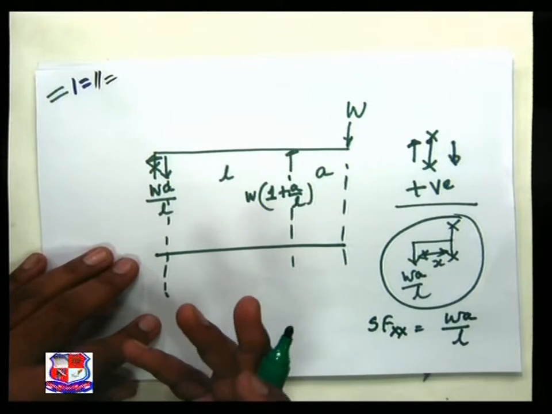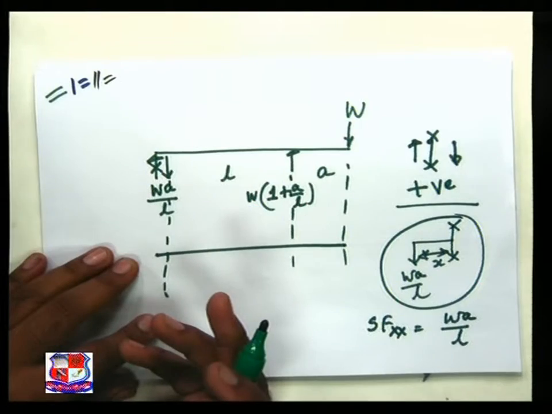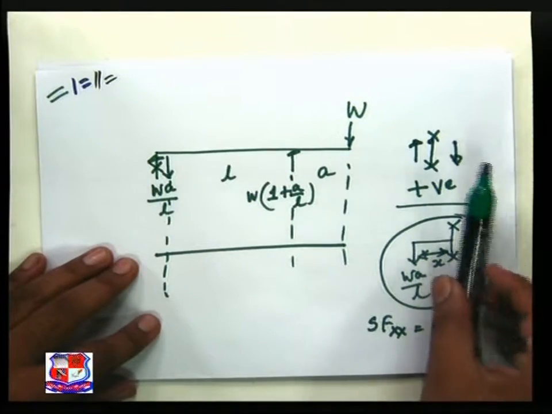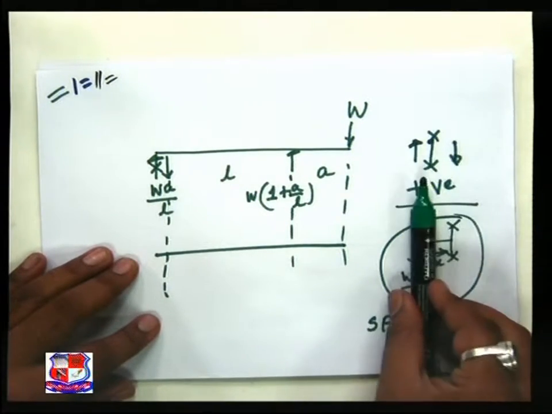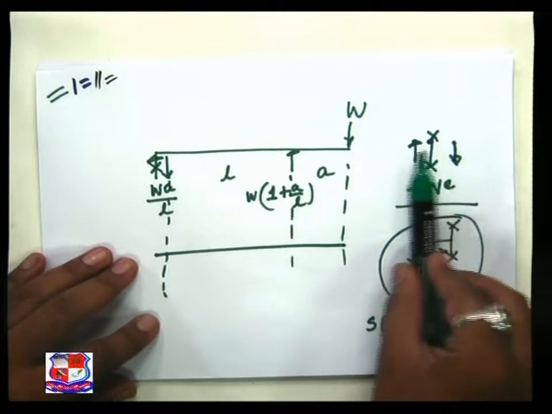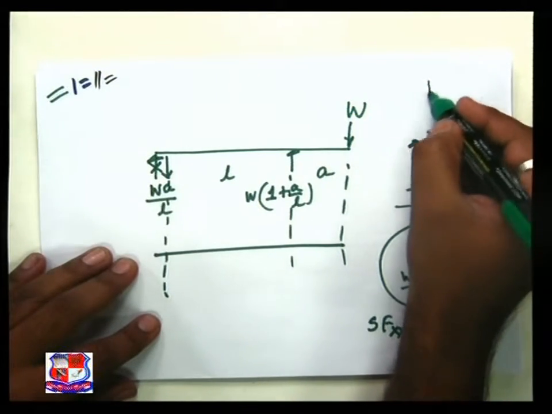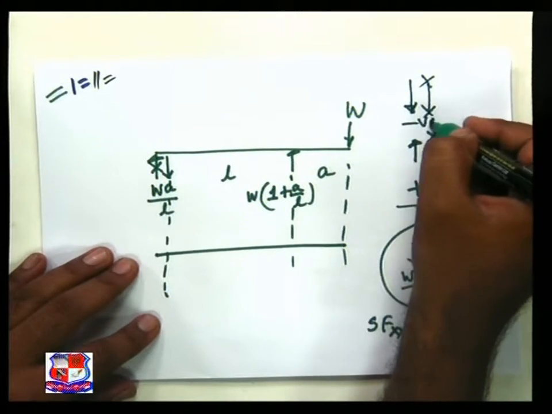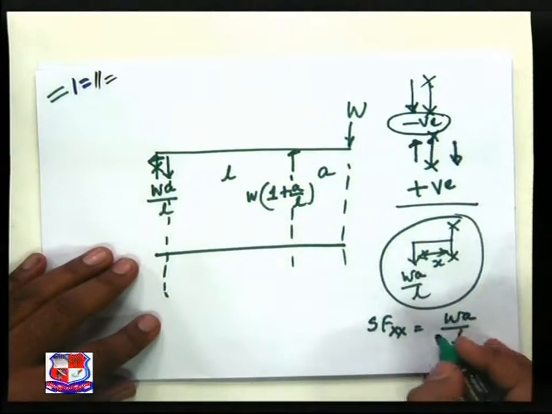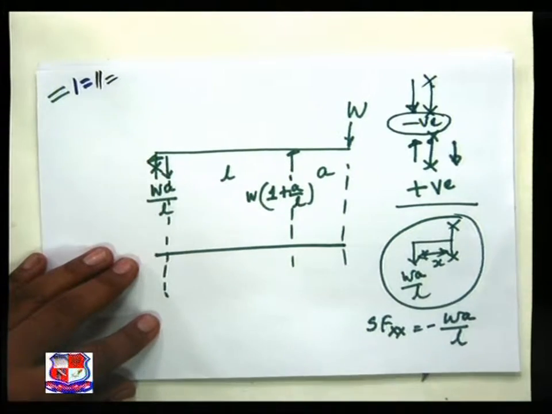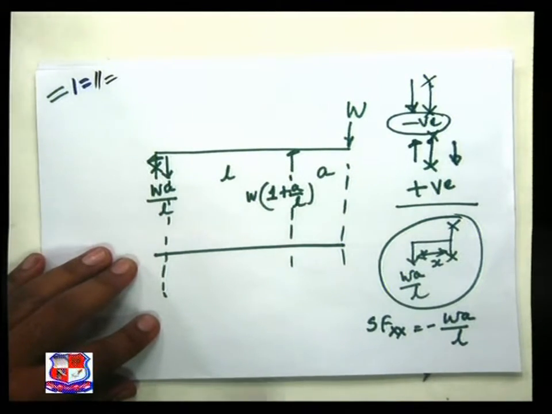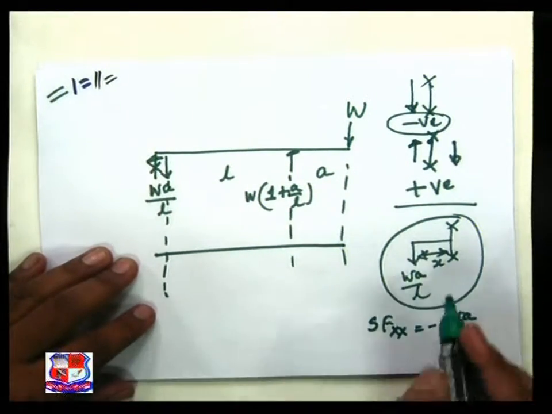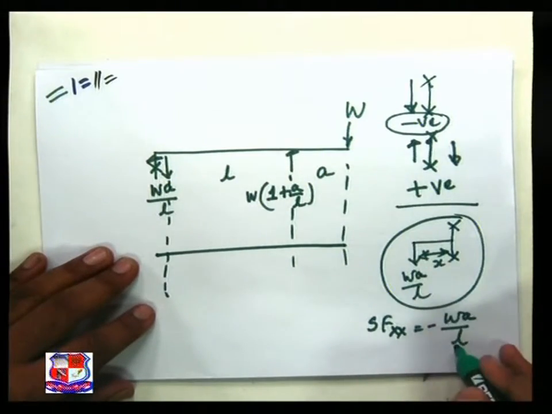Next, a question may arise about the sign conventions, plus or minus. So you just visualize the section, left downward, opposite to that. Now it looks like this: section, left downward. This is treated as negative. So shear force at section xx is WA by L.